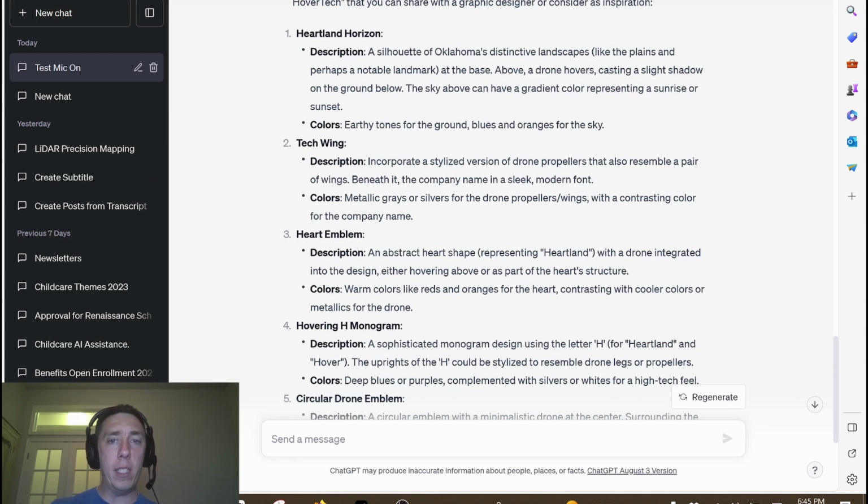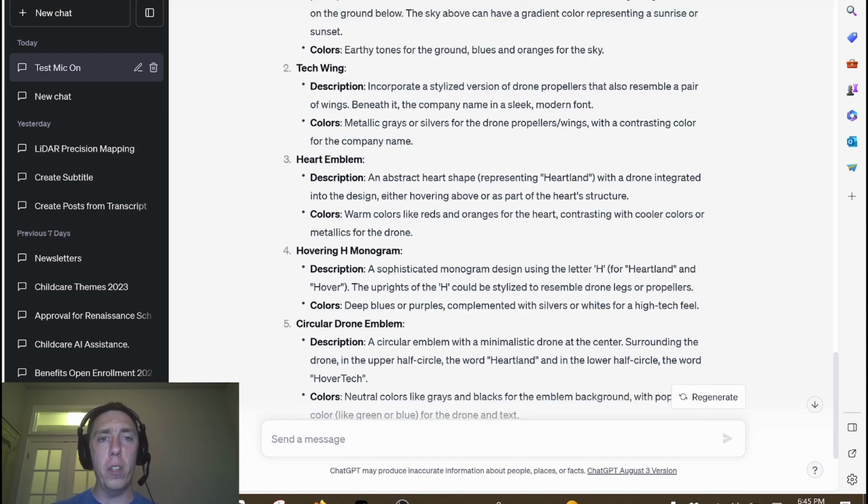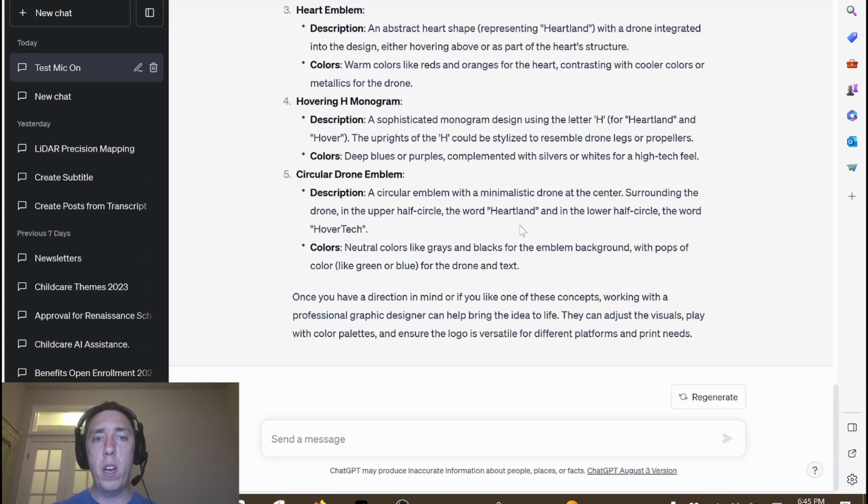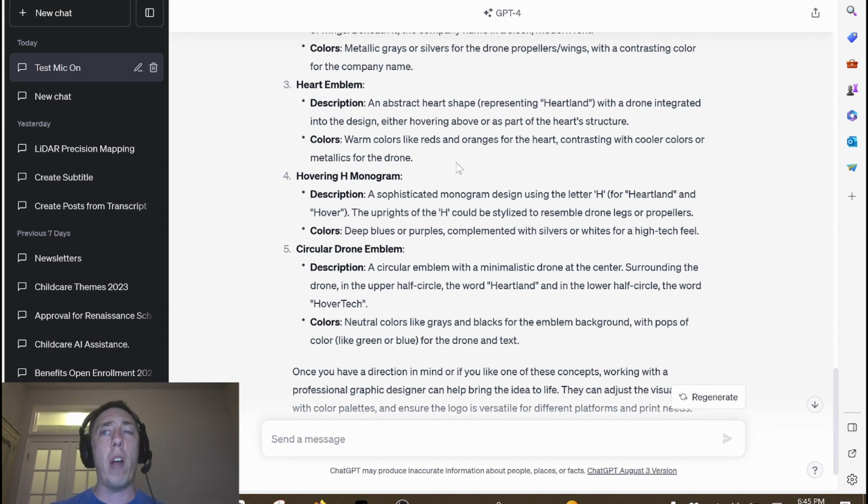I like that. A tech wing, more of a modern look to it. Oh, this one is a heart shape for Heartland. Makes sense. The hovering H monogram, Heartland Hover. Okay, H and H makes sense there. So there it gives an idea of what you can do as far as your logo. Now, if you want to get bonus points, you can take this information and drop it into Midjourney, and then you can actually create these logos.